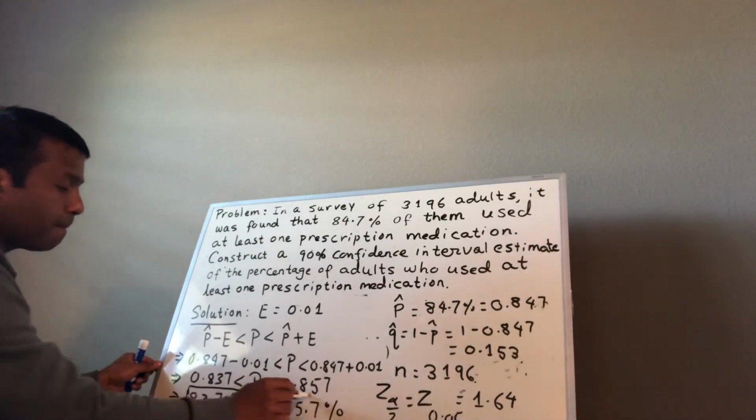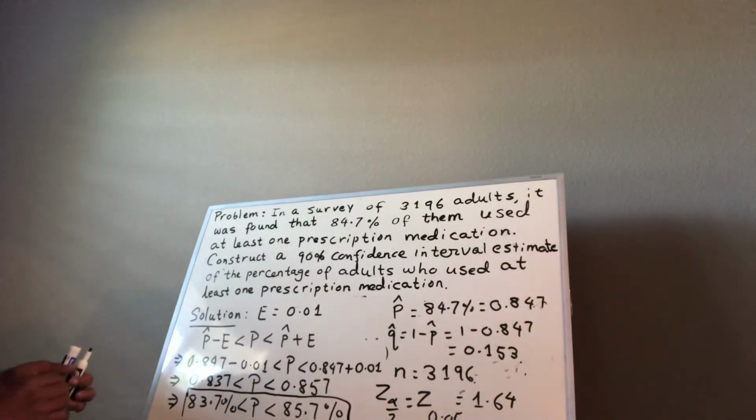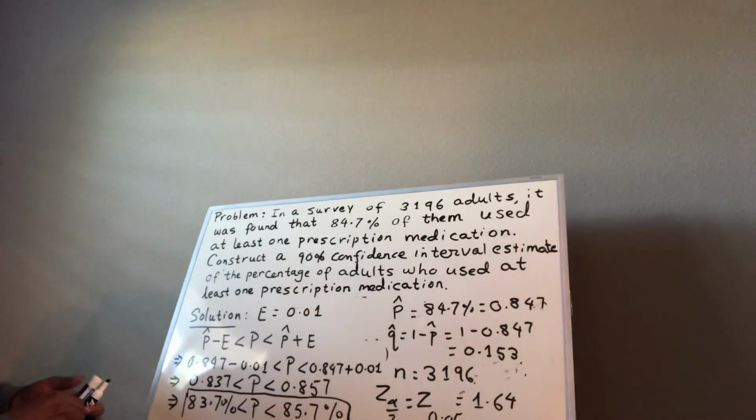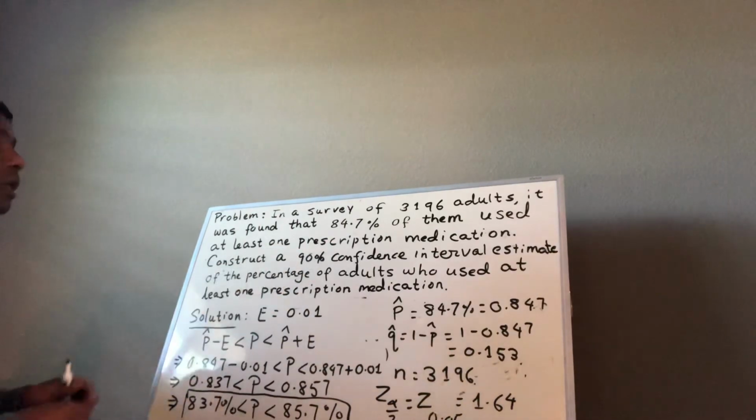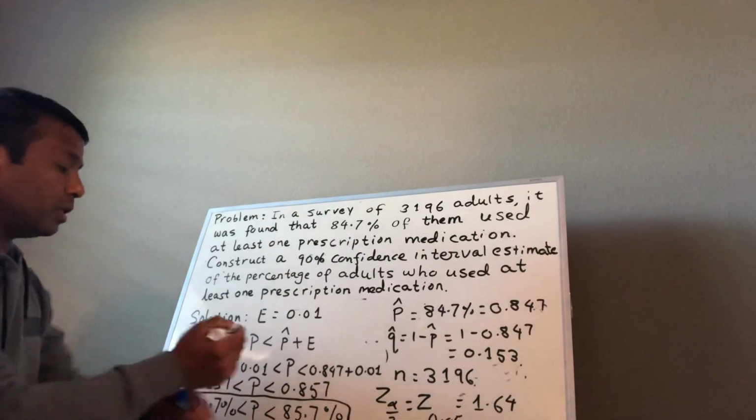So this is the 90% confidence interval estimate of the percentage of adults who used at least one prescription medication. So this is your final answer.